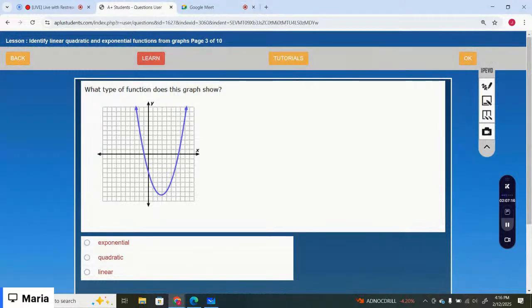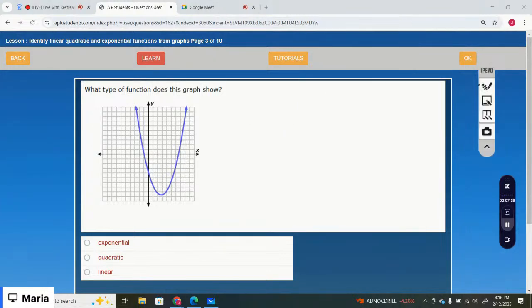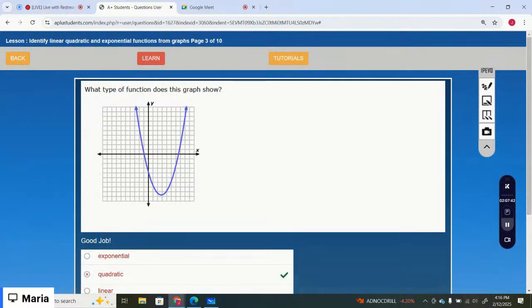What type of function does the graph show? Whenever you have a graph like the shape U, that is always the exponential function. The linear function always has a graph that is a straight line, and exponential functions have a graph like this. They increase so fast. So that is the quadratic function. Option 2 is the correct option.